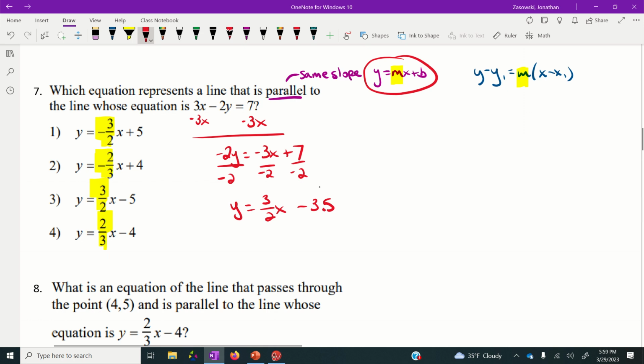So they could perhaps, for example, get tricky, and they could say that this answer, let's say that this is actually +3 over 2, and this has 7 over 2 as the y-intercept. We would not want to pick this one because not only does it have the same slope as our line, it also has the same y-intercept, which means they're overlapping, and they're not parallel, okay? So we would want to pick choice 3 here because choice 3 is the same slope and different y-intercepts. Hope that makes sense.